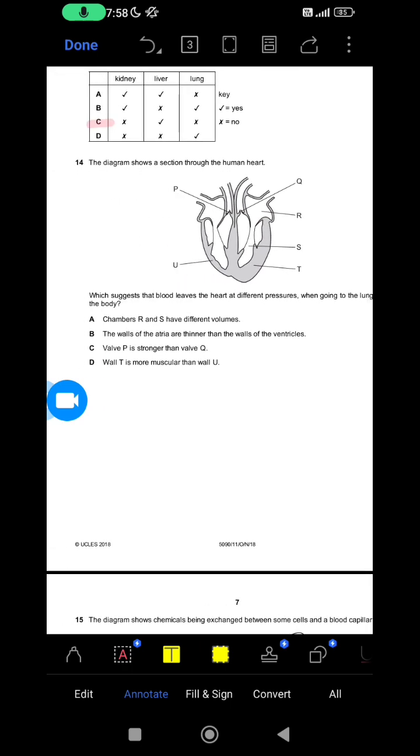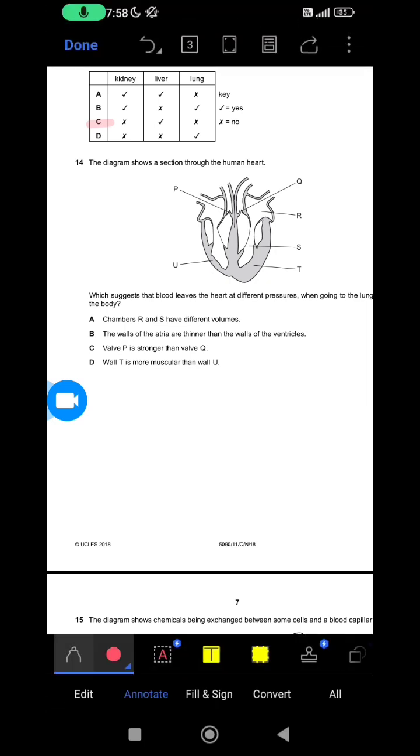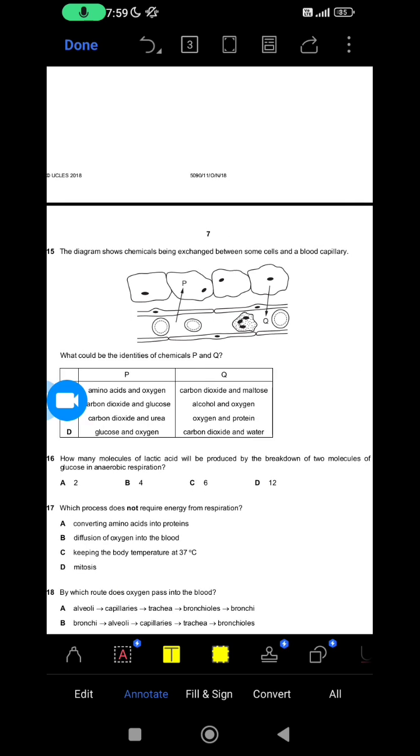of the body. Wall P is stronger than wall Q. This is also incorrect. Wall T is more muscular than wall U. Yes, this is correct because as the left ventricle is thicker, it produces a high pressure circulation to the body, while wall U, which is the right ventricle, is thin, so it produces a low pressure circulation to the lungs.